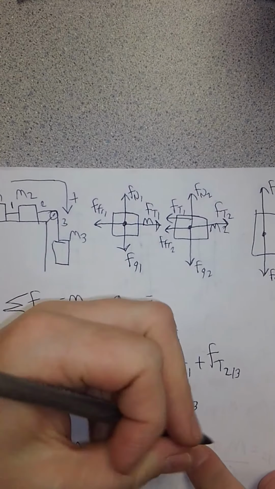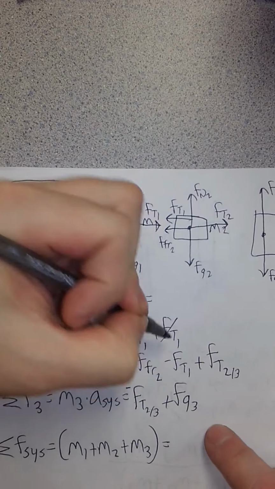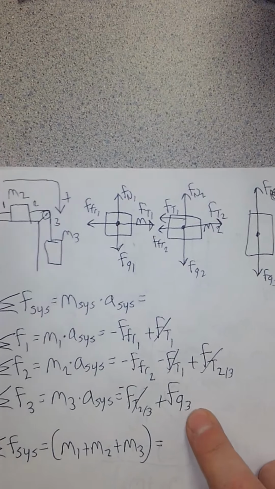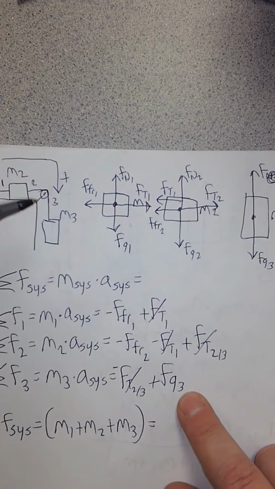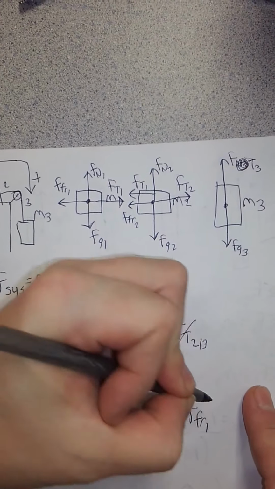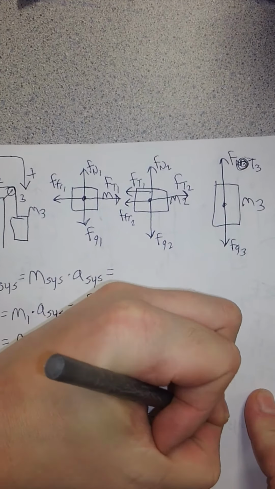All right. Is going to equal, well, those tensions cancel. That tension cancels. That one cancels. So really, my external forces is the weight of number 3 and then the frictions. Those are the only forces that are external to my system. Okay. All right, that was a positive. Force of friction 1 was a negative, as was number 2. Okay. Oh, I just realized I forgot something over here. This should be times acceleration of the system. Okay.